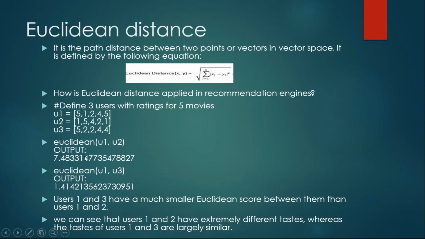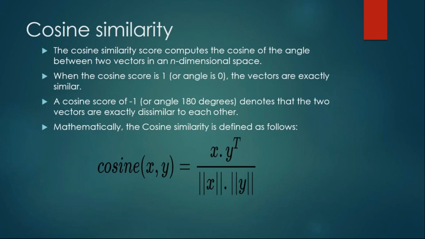Based on this, we can say that users 1 and 3 have a much smaller Euclidean distance. So we can say U1 and U2 have extremely different tastes, whereas the tastes of users 1 and 3 are largely similar. Cosine similarity is mostly used for similarity between items. If you want to find the similarity between two users, based on this formula we can get it. If the angle is very small, we can say the similarity is more.